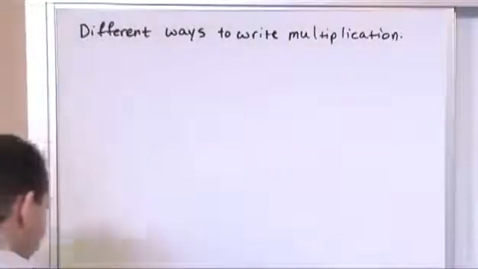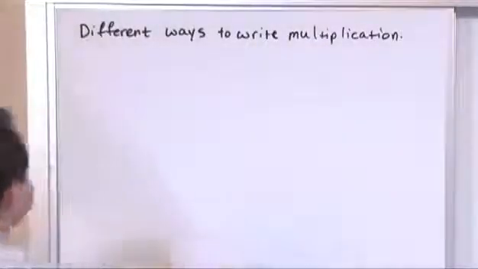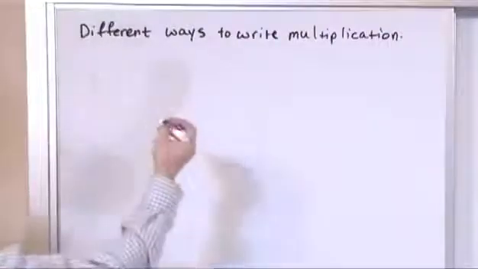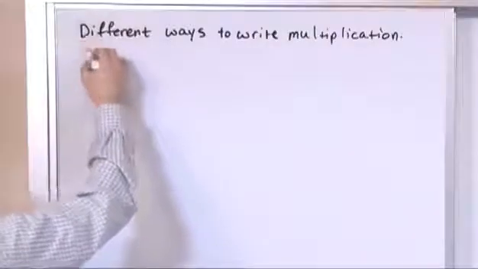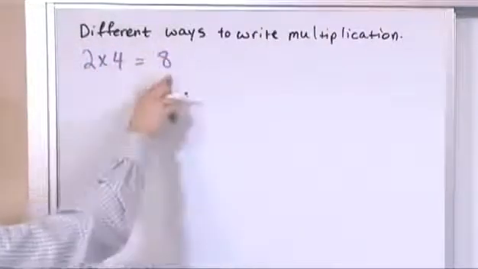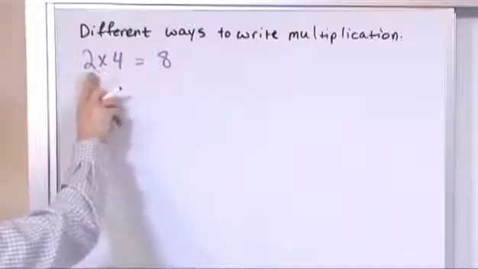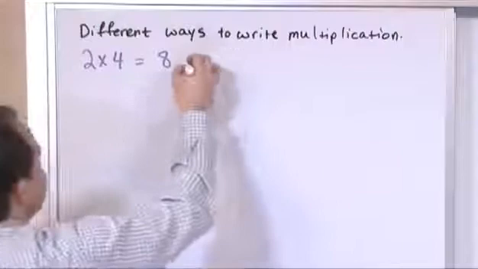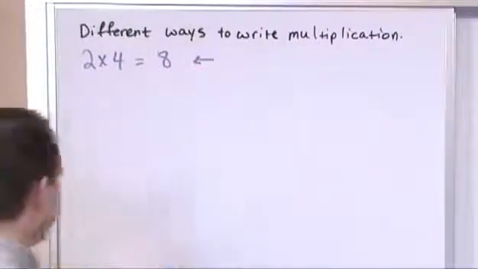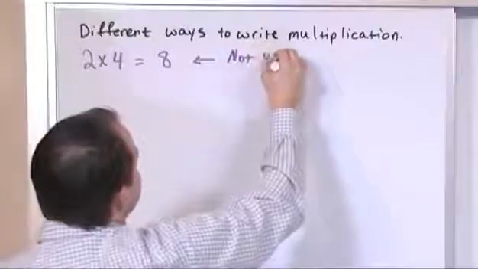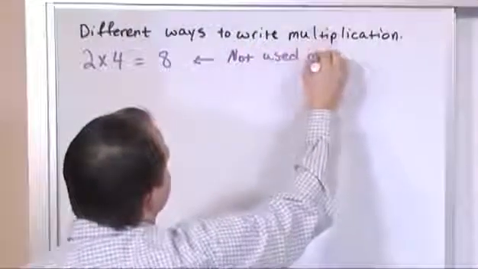There are a couple of different ways that you've probably seen in your book to write multiplication. The first way is the way that you've been doing all your life. So 2 times 4 will equal 8. This little x here means multiplication, right? Well, it turns out that you're not going to use this way very much. I'm just putting it on the board for completeness here. So I'm going to say not used much.